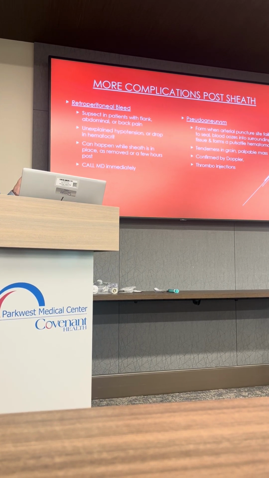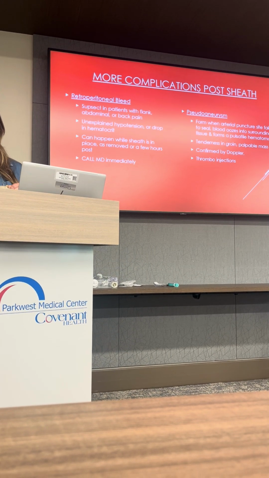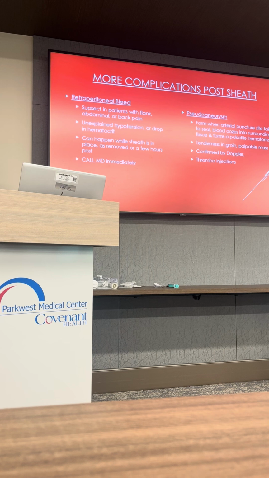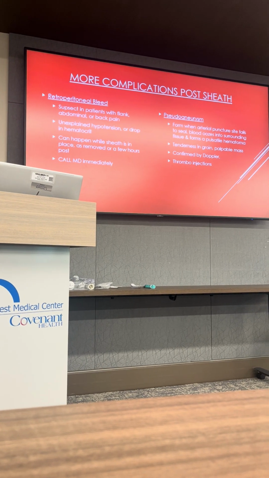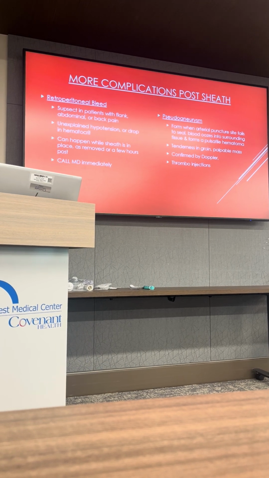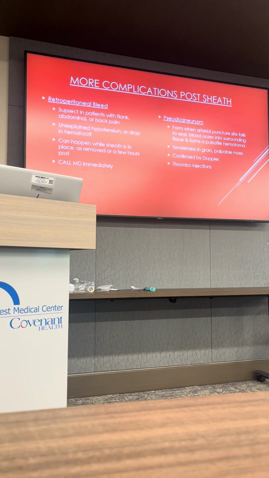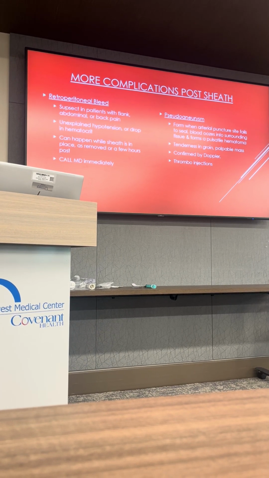With a pseudoaneurysm, it can form whenever an arterial puncture site fails to seal, blood oozes around the surrounding tissue and forms a pulsatile hematoma. It's got some tenderness and a palpable mass. It's typically confirmed with an ultrasound or Doppler, and then it's typically treated with thrombin injections, which we have to call people for. It's additionally something that needs to be notified. It can be an emergency.